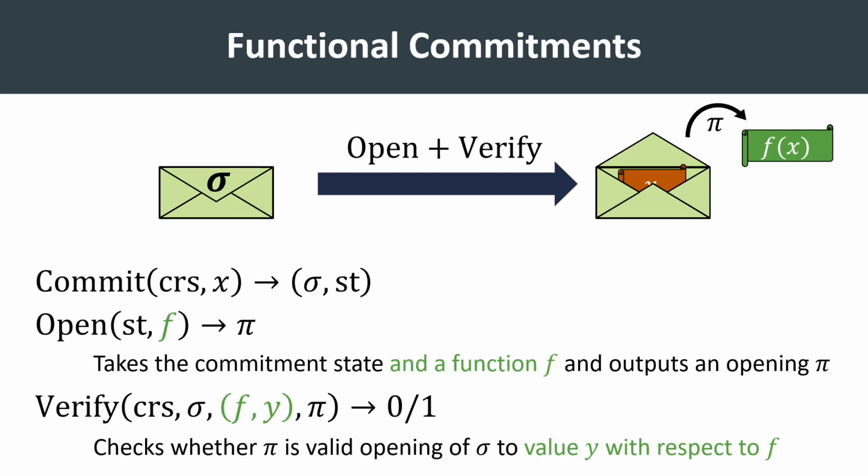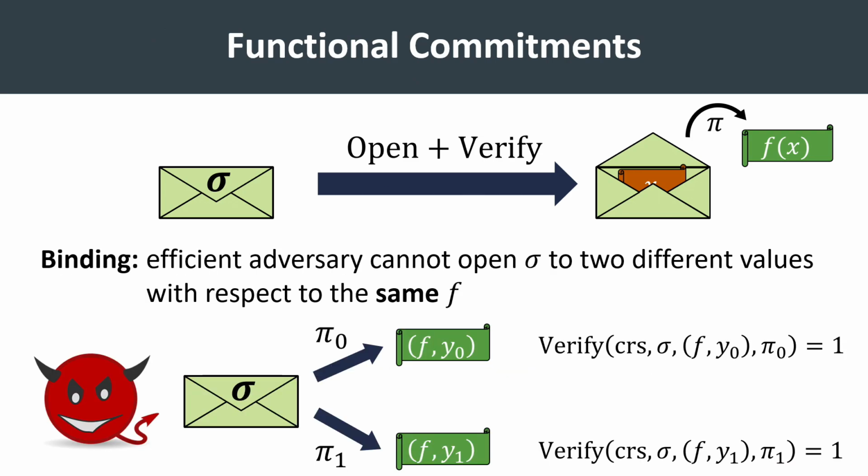The correctness property for the functional commitment says that if you commit to the input x and you open to a function f, you should be able to open to the value f of x. The main security requirement for a functional commitment scheme is binding, which essentially says that once I committed to an input x and I declared a function f, I should only be able to open to one particular value y. I should not be able to open a commitment to y0 and y1 with respect to the same function f.